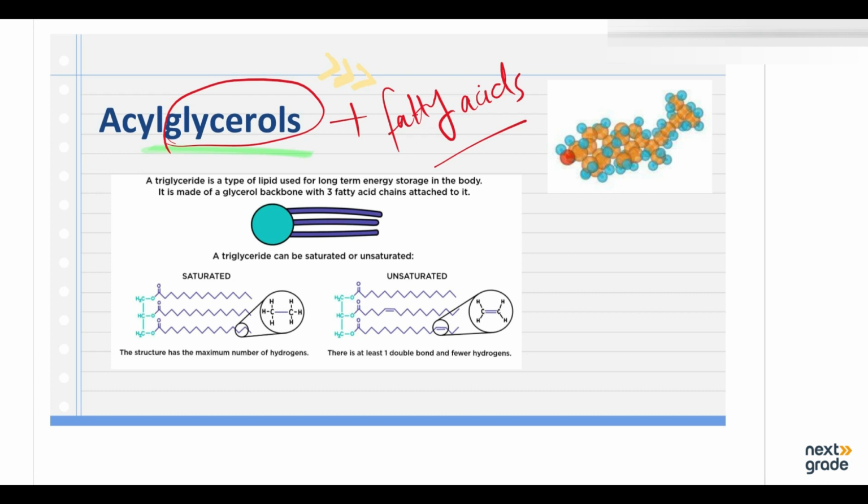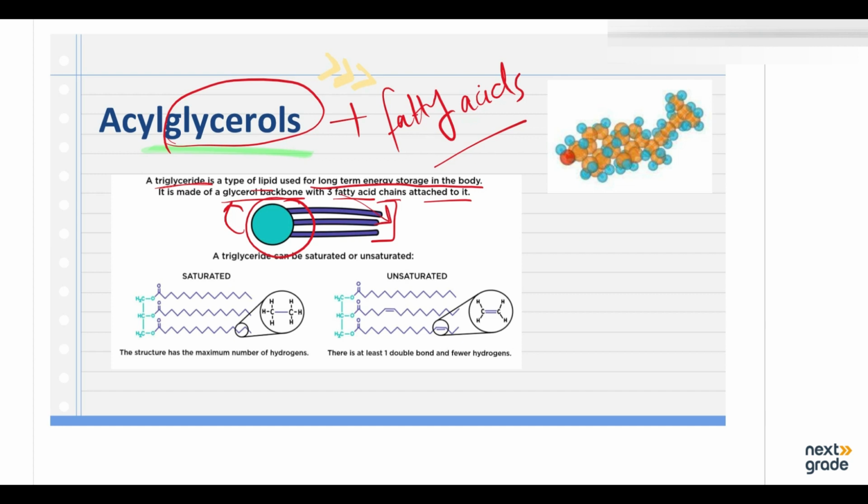The most widely spread acylglycerol, meaning the most commonly found form of acylglycerol, is the triglyceride. What is a triglyceride? It is a type of lipid that is used for long-term energy storage in the body. It is made up of a glycerol backbone with three fatty acid chains attached to it. This is the glycerol backbone. These are the three fatty acid chains that you can see here.